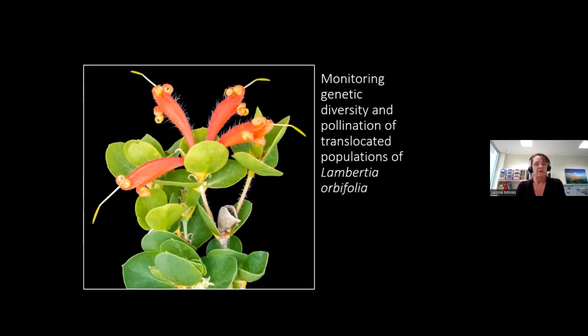I mentioned another aspect that you can monitor is genetic diversity and pollination, and we've done this here for a species called Lambertia orbifolia. There are 2 subspecies, one called Lambertia orbifolia subspecies orbifolia. It's known near Albany, is listed as critically endangered, and it's got 2 translocated populations, and the other subspecies, Lambertia orbifolia Scott River Plains, is known near Augusta and is endangered. It has 1 translocated population.